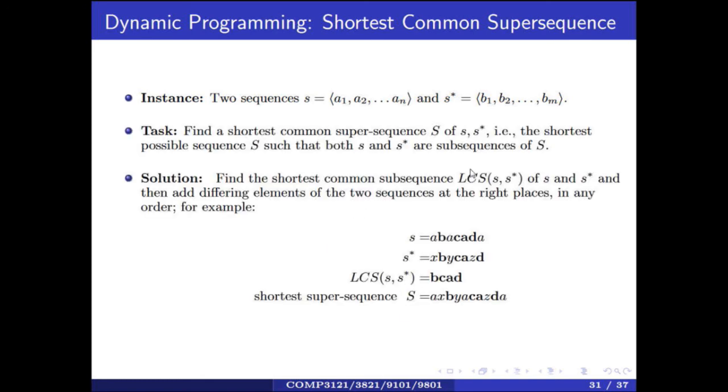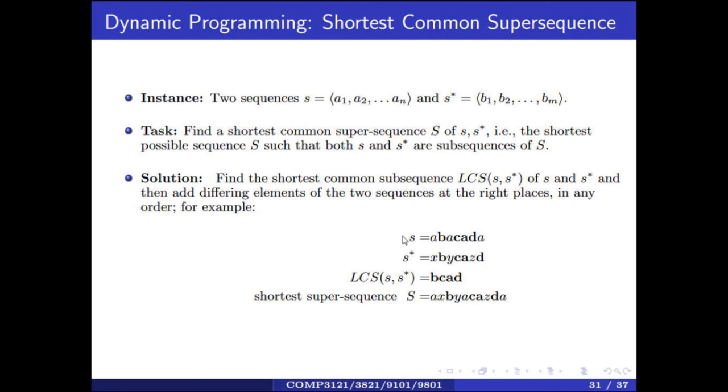Well, you simply find the longest common subsequence of S and S star, and then you simply insert whatever is missing, in any order you want. So for example, here are the two sequences, and as you can see, it's easy to verify that the longest common subsequence is BCAD. Here it is also BCAD. So you take BCAD and then you insert whatever is missing in any order you want.